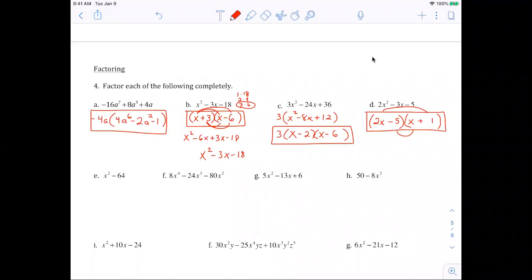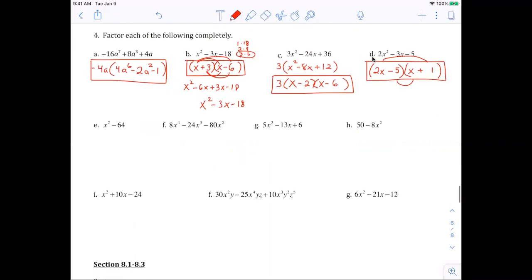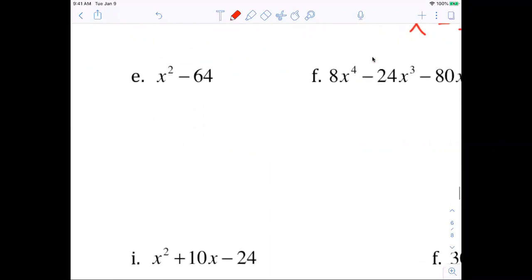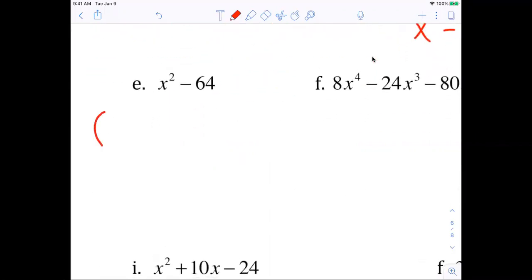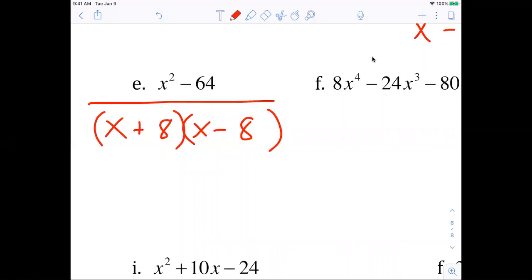All right, part E, these are perfect squares. So no GCF, it's not a trinomial, but perfect squares are actually one of those shortcuts to factor where your first term is the square root of the first number, and your last term is the square root of the last number, and one's a plus and one's a minus. So that factors into x plus 8 times x minus 8.